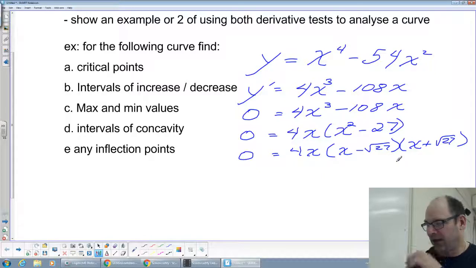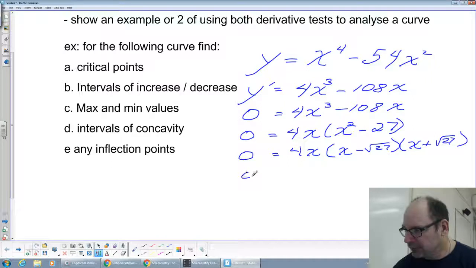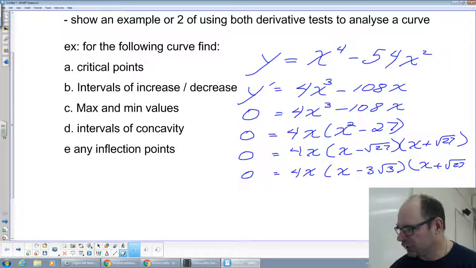Yes, we can take a 9 out of it. When we reduce this down, this becomes 3 root 3. And if you can't remember how to reduce root 27, I'll just do it on the side here for you in a minute. Three root 3.